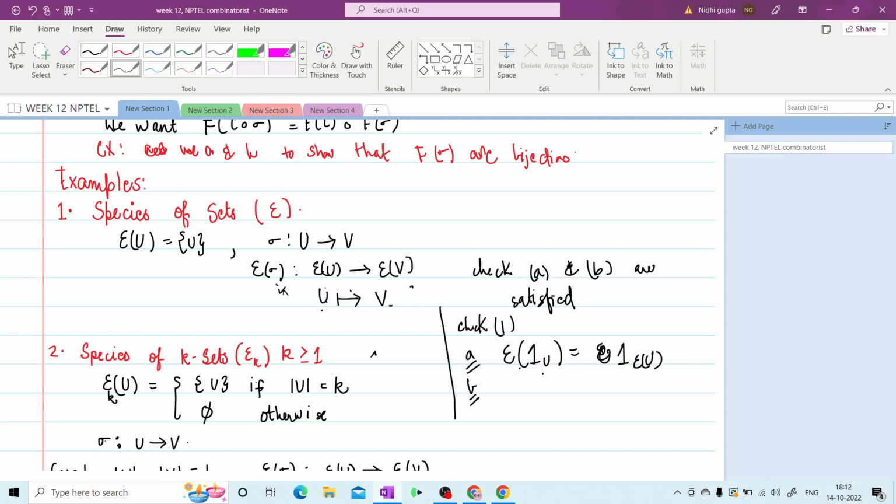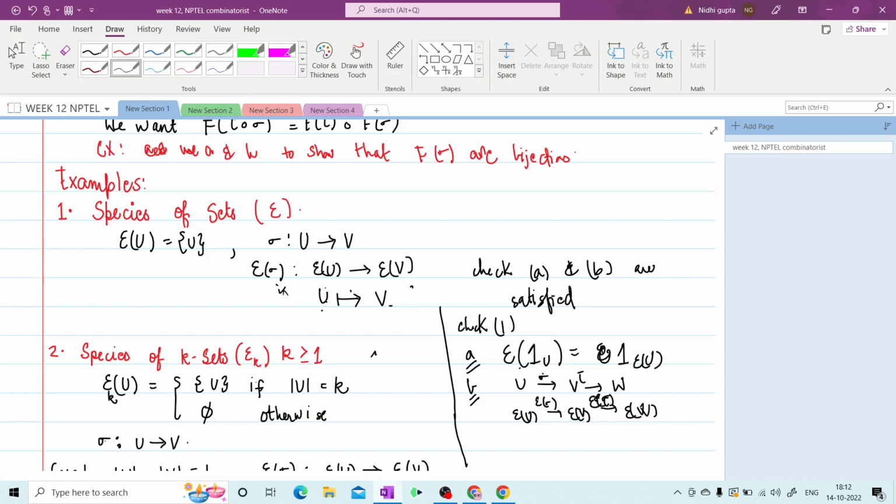And b is also satisfied. We have to see, if we have two functions, sigma from u to v and tau from v to w, what epsilon u, epsilon v and epsilon w are. So we have these functions, epsilon sigma. I'm just checking these two properties for the first example. The rest of them you will check, just to show you how these properties are to be checked.